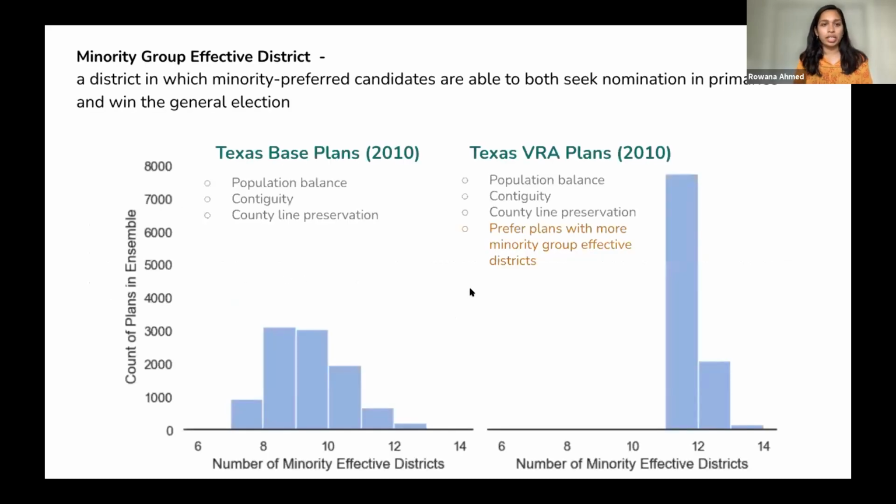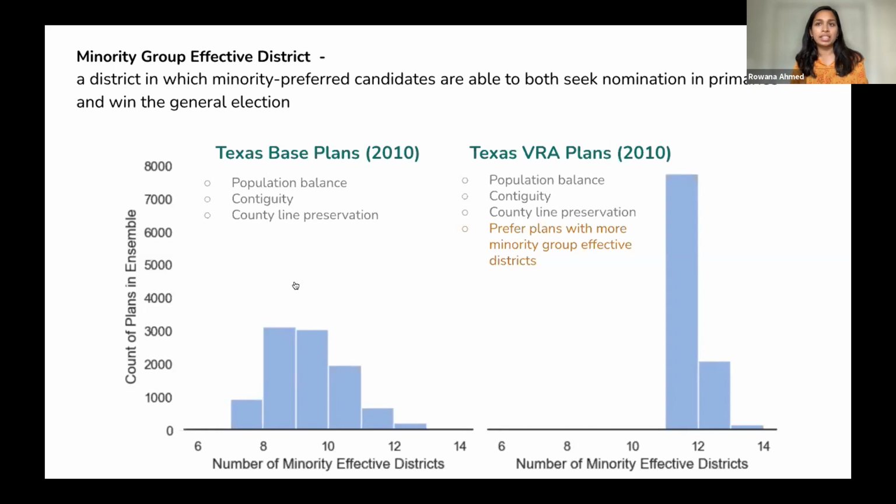So using Jerry chain, what we're able to do is examine how a VRA conscious ensemble compares to a base ensemble of plans that only considers population balance, contiguity, and county line preservation goals. As you can see in the 2 graphs, if we add an additional constraint when designing plans that preferentially selects plans with more minority effective districts, we'd be able to design plans that have 2 to 3 more minority effective districts on average based on the 2010 data.